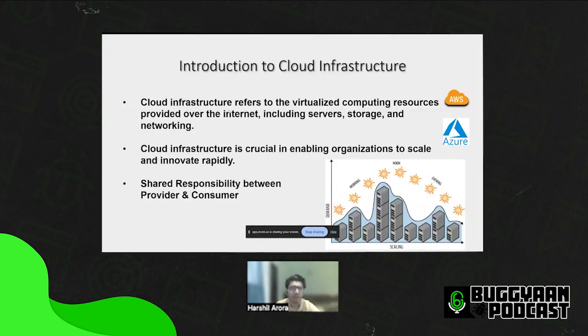So, firstly, starting off with what cloud infrastructure really is. It's just a collection of virtualized computing resources, which are provided by multiple companies like Azure or AWS. It provides us the feature of computing any kind of data in an online manner, and we do not have to maintain any on-prem servers or storage devices for networking. So it's very useful in scaling.